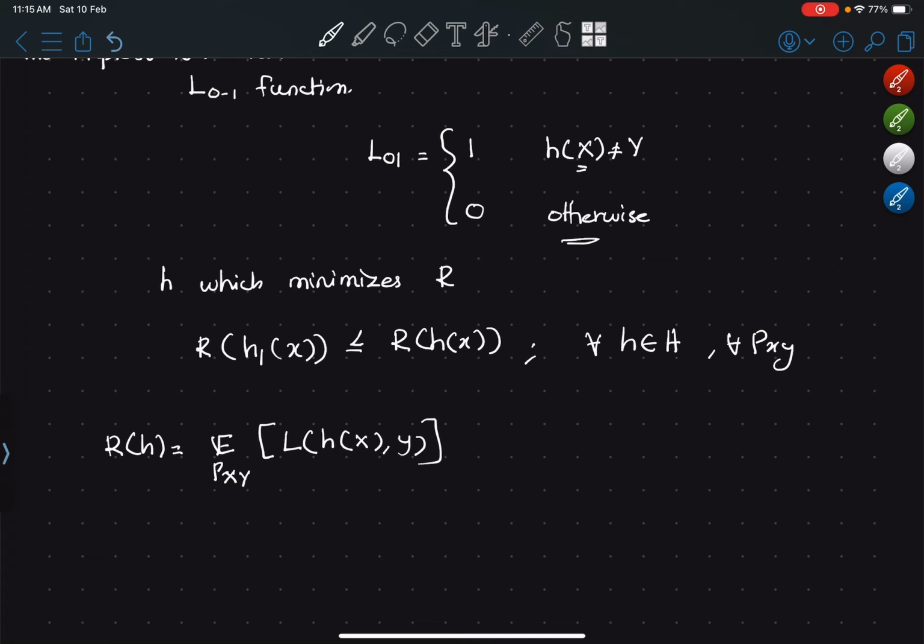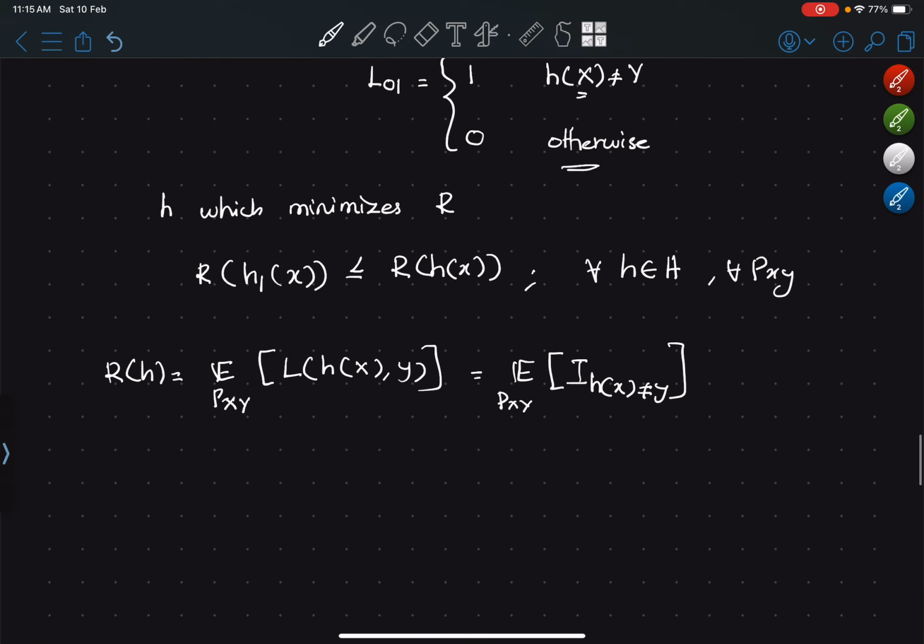And whenever h of x is not equal to y, whenever that happens, its value is 1. So whatever loss function we have can be written as the expectation of a Bernoulli random variable, the indicator of h of x not equal to y, to be precise, right?